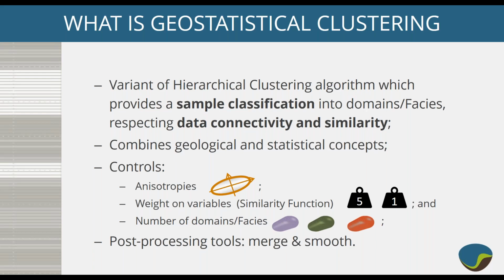We can combine different sources of data, which will be weighted in the similarity or dissimilarity calculations. We can combine different variables with different relative weights from the different sources. I will show it during the demo. And we can control the number of facies we want to define. And there are some post-processing tools to smooth a little bit the distribution of facies if needed.